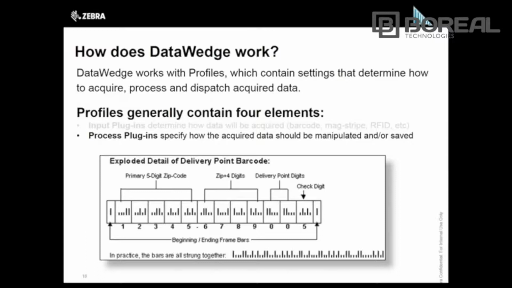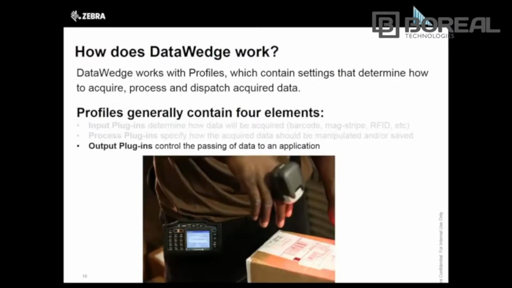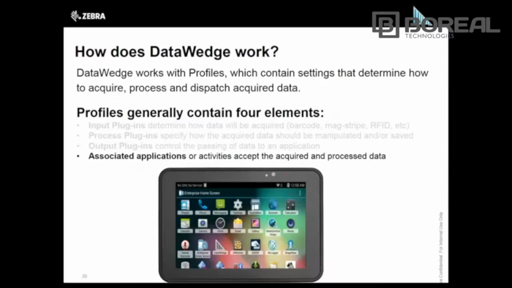So this diagram shows a postal barcode. The first 5 digits are the regular zip code, then there's 4 more that the postal company added to further identify a location, and then there's some additional data that they tack on the back. Well, you can say, okay, only give me the first 5, or you can give me the +4 as well, and so on and so forth. So that's pretty self-explanatory. And then the output plugin determines where the data should go once it's been acquired and processed. And then, of course, comes the association.